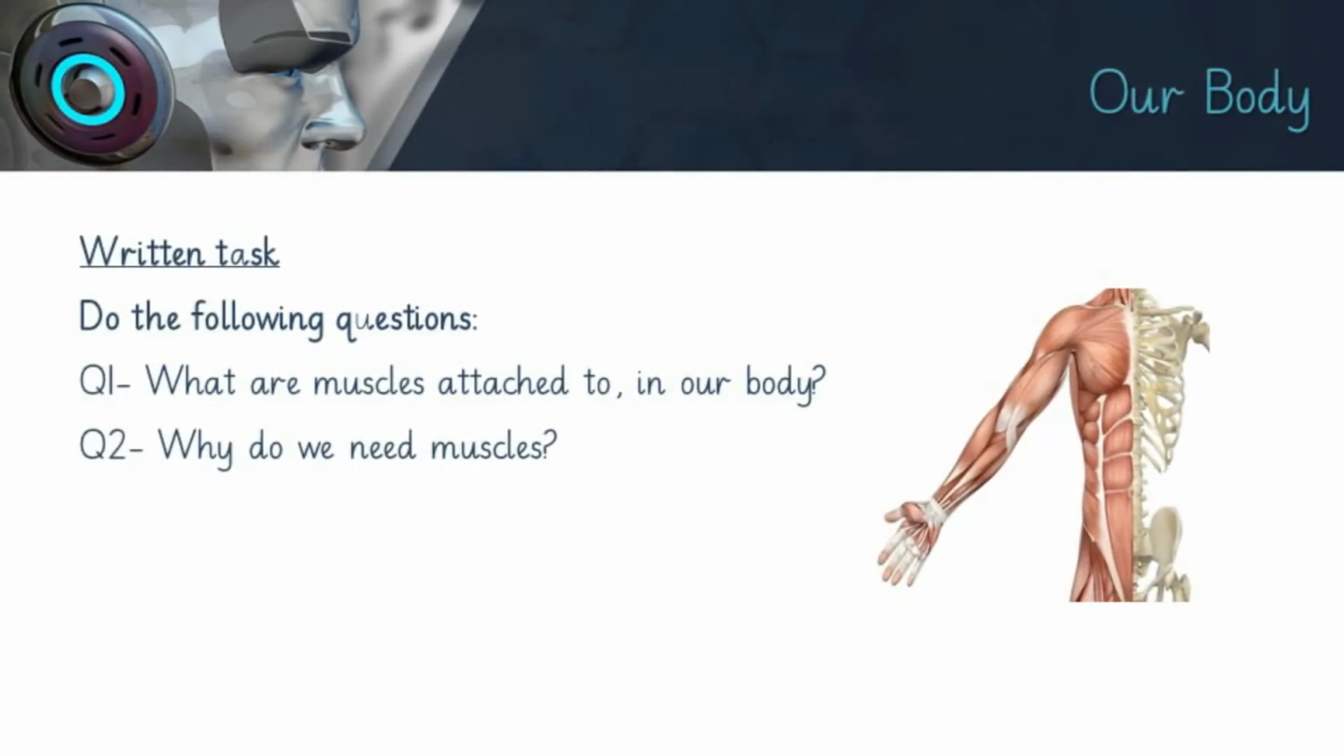Alright children, I hope that the idea of muscles has been clarified. Coming towards the written task, you have to do the following questions. Question number 1. What are muscles attached to in our body? The given picture can help you in this regard. Question number 2. Why do we need muscles? Yes, very obvious, this is regarding the functions of the muscles in our body.